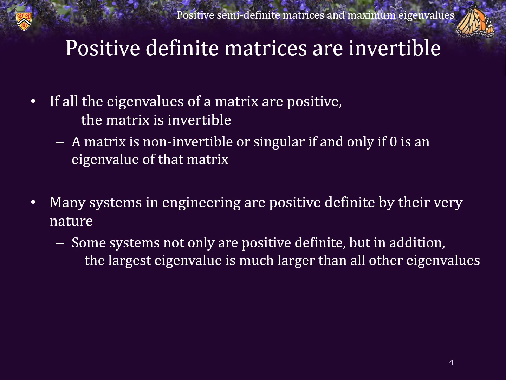Some systems are not only positive definite or positive semi-definite, but in addition, the largest eigenvalue in some cases tends to be much larger than all other eigenvalues. So that is, lambda 1 will generally be significantly larger than the next largest eigenvalue, which is greater than the next largest eigenvalue, and so on and so forth. So therefore, such a system would have a dominant eigenvalue.